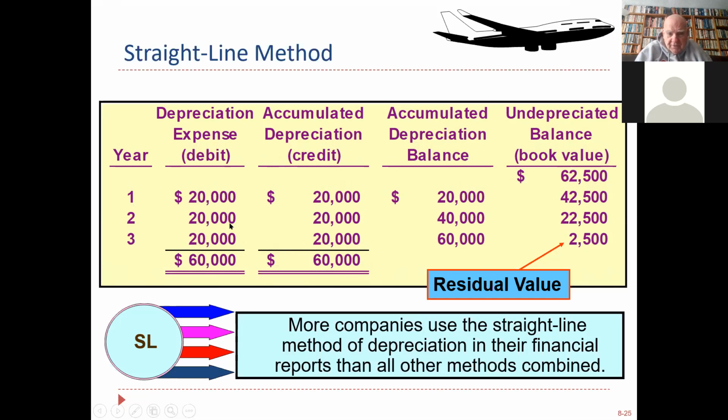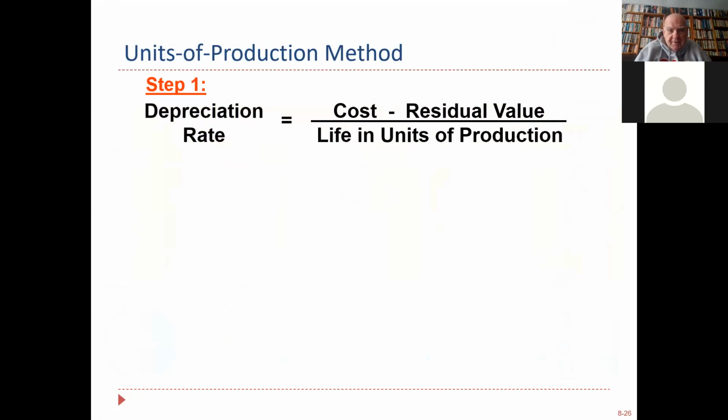We had the same journal entry 3 times. This is your journal entry, these first 2 columns. Here is the balance in the accumulated depreciation. It went from 20 to 40 to 60, and it left a residual value of 2,500. Remember, you do not depreciate the residual value. And another way to say that is you can never have a net book value below the residual value. Okay? No matter what the method is.